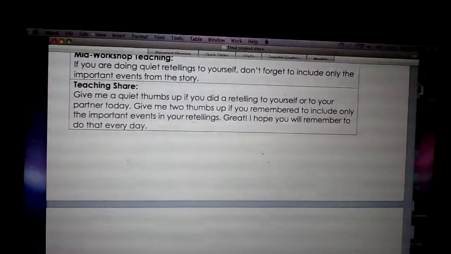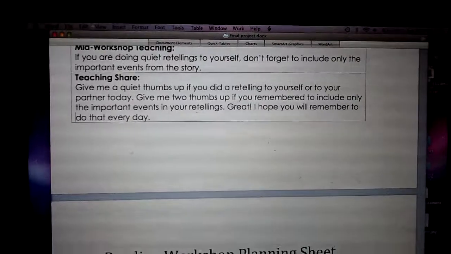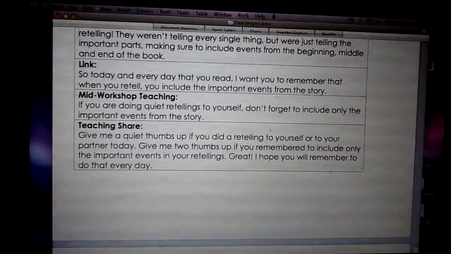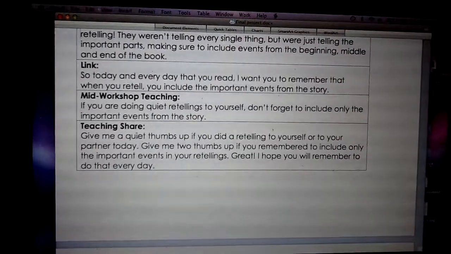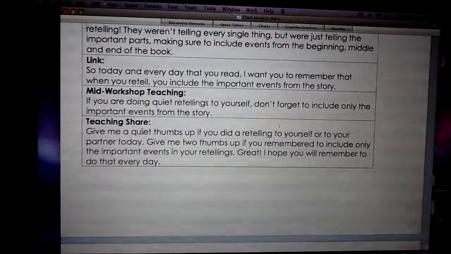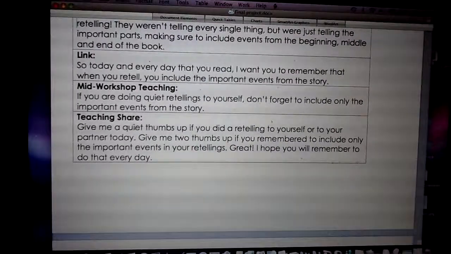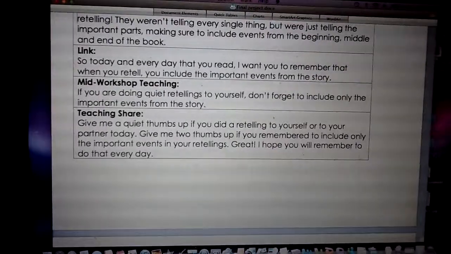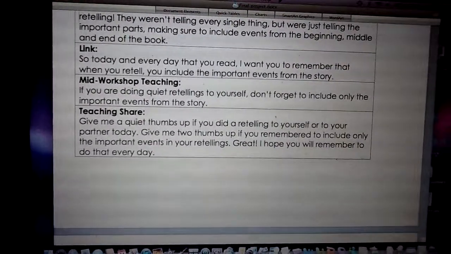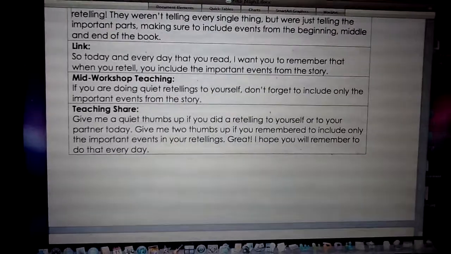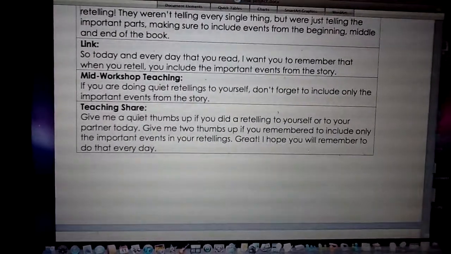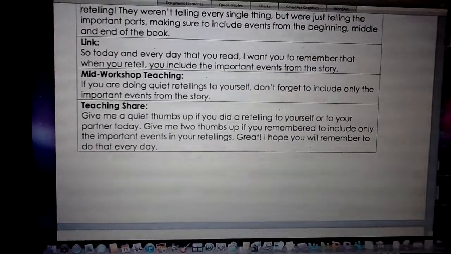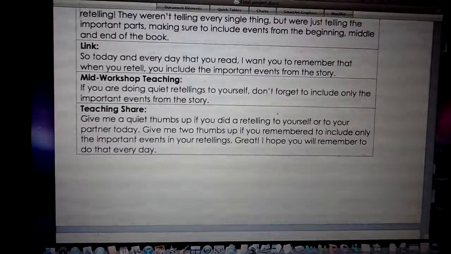Now, as I would every other mini lesson, I'm going to link it and I'll be saying, so today and every day that you read, I want you to remember that when you retell, you include the important events from the story. Now, during reading workshop, I'll be walking around, listening, helping students out who might need a little extra assistance with this, and I'll stop them and tell them, if you're doing quiet retellings to yourself, don't forget to include only the important events from the story.